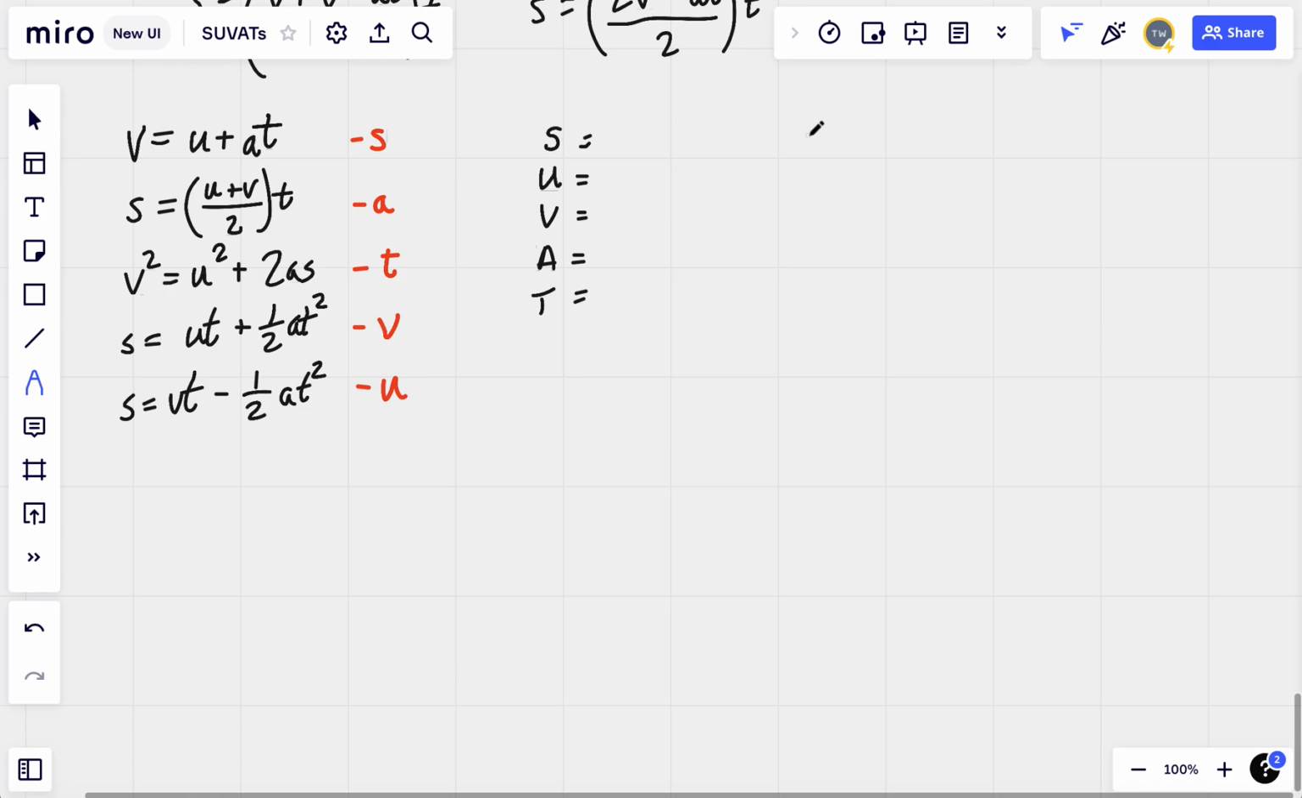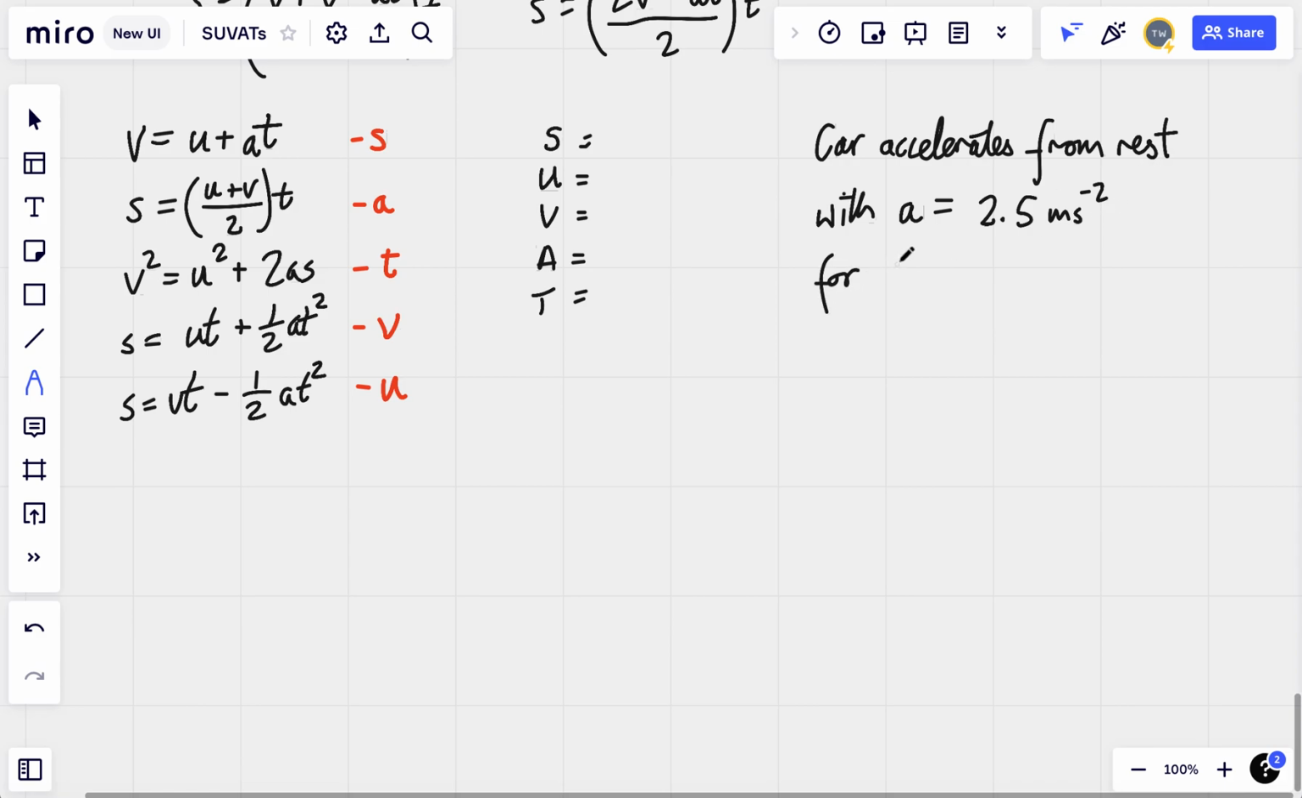So here's our question. So we're going to have a car. It's going to accelerate from rest. You can think about what that means. With acceleration, so our A is going to equal 2.5 ms to the minus 2. Okay, and it's going to accelerate for, let's make it a bit longer, 10 seconds. Exciting. I want you to find V. Now if you want, feel free to pause the video and have a go yourself, but I'm going to go through the solution now.